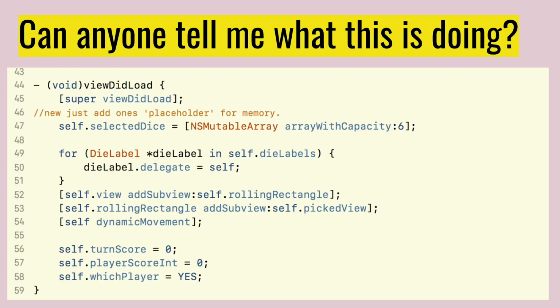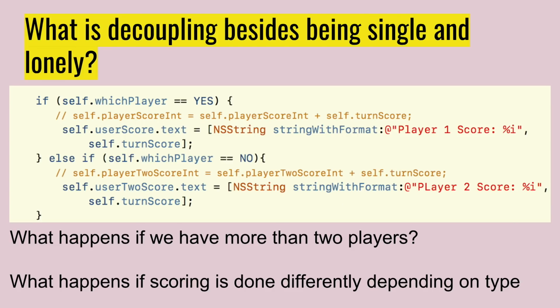I would also like to point out self.whichPlayer equals yes. That doesn't make any sense. And you can see that in this next example where if self.whichPlayer equals yes is true, then something happens. It took me a little bit to figure out that this is player one.